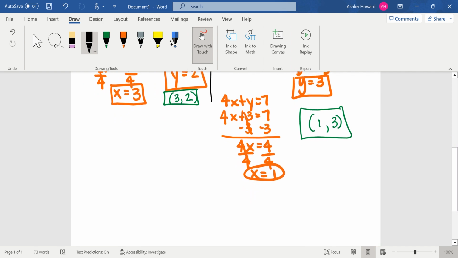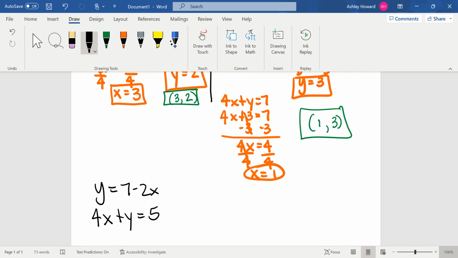So the last one that we're going to do is y equals 7 minus 2x, and 4x plus y is equal to 5. So now that we have our equations written down, our first one this time is not in standard form, so I'm going to have to write that in standard form by moving that 2x to the other side. When I add 2x to both sides, I get 2x plus y is equal to 7.